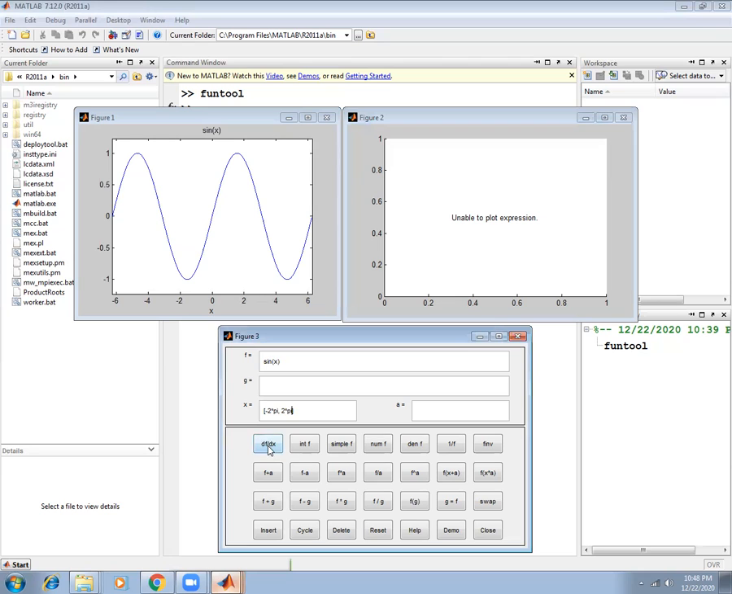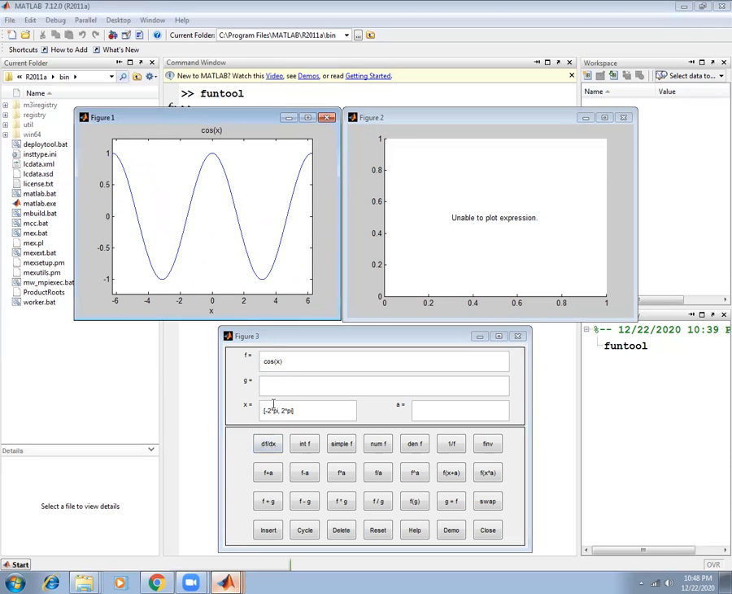Derivative of sin x equals cos x. Figure 1 is replaced by the derivative of sin x, which is cos x, and the graph is from minus 2 pi to 2 pi. Now the integral of the function cos x equals sin x. You can see by clicking the control button int f, f is replaced by the integral of cos x, which is sin x, and again the domain is minus 2 pi to 2 pi.